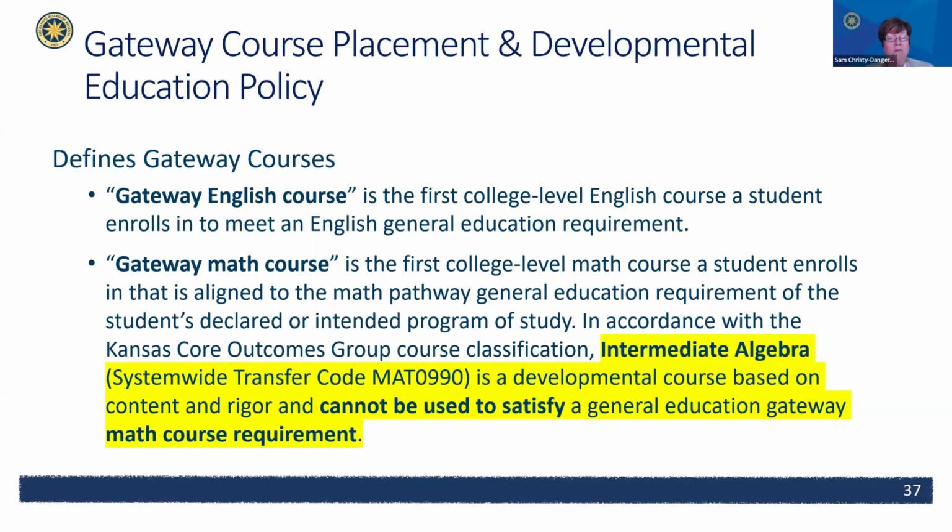So there are a lot of things in policy that we want to cover with folks today, with some important pieces highlighted. I know policy is not the most exciting thing, but we think it's important to get across some of these important pieces of information. So policy defines the Gateway English course and it defines the Gateway Math course, but the most notable piece on this slide is the fact that it points out that intermediate algebra is a developmental course based on content and rigor, and that it cannot be used to satisfy a general education Gateway math course requirement. That's super important because I know that's a change for many of our institutions.